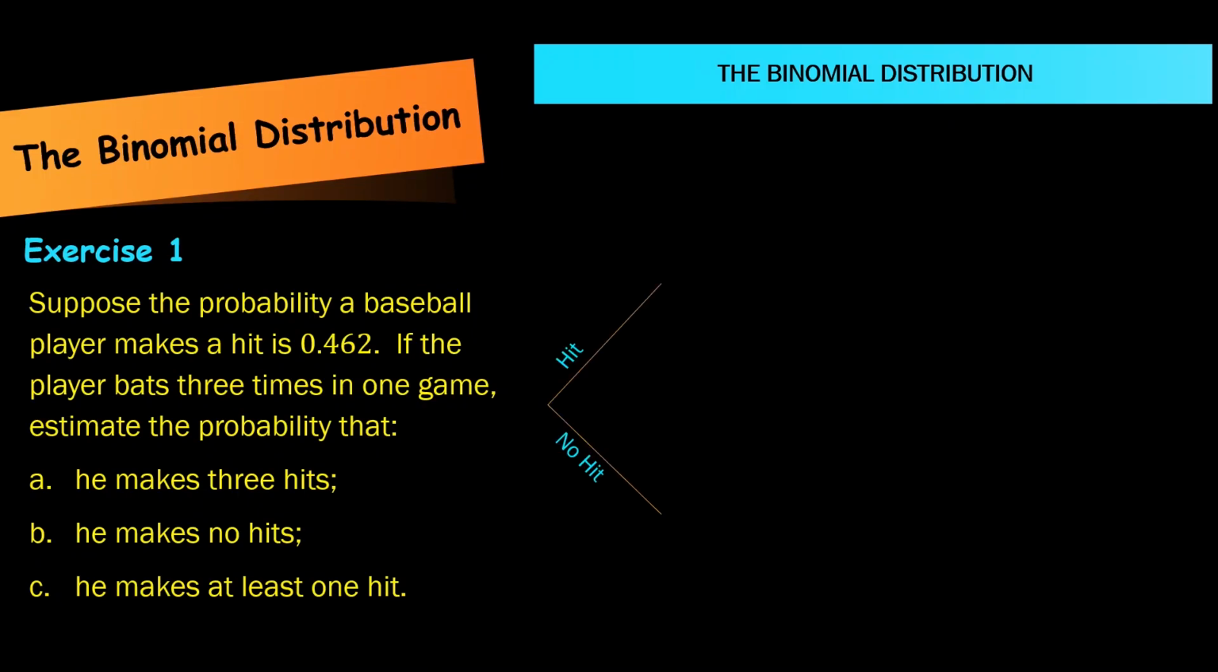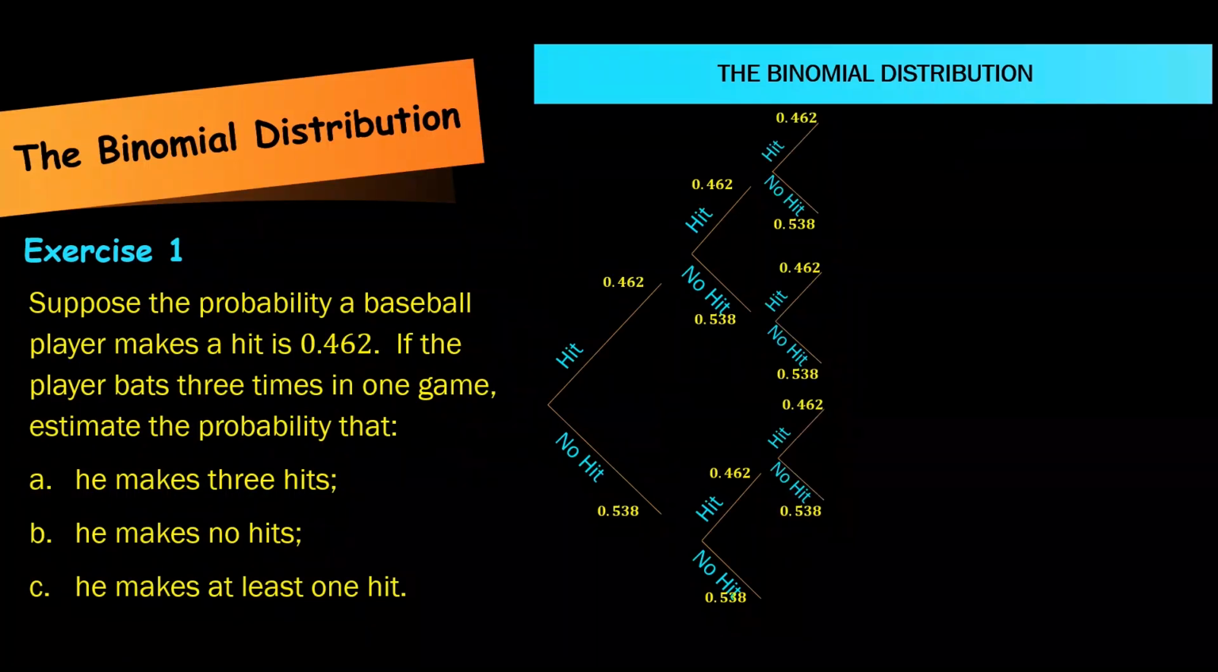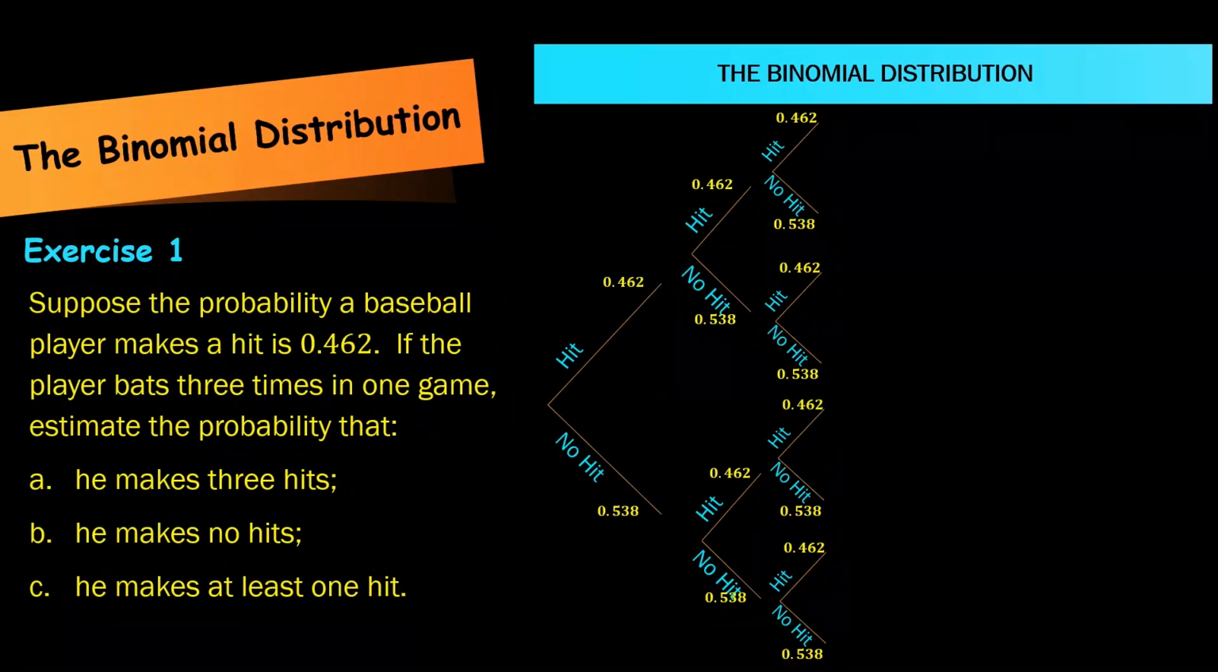The player can either hit or not hit. The probability of hitting is 0.462. Therefore, the probability of not hitting is 1 minus this value, which is 0.538. And the same goes for the second time and the third time. Now that we have our tree diagram, let's calculate our probabilities.